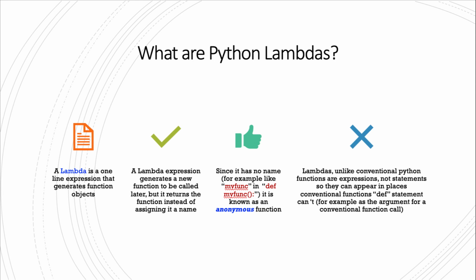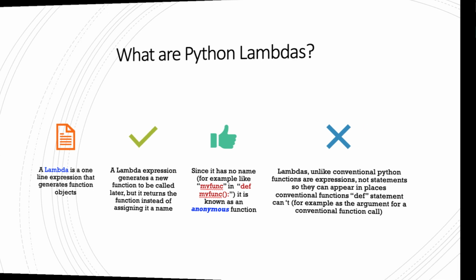A lambda is a one-line expression that generates function objects. A lambda expression generates a new function to be called later, but it returns the function instead of assigning it a name, as we do with conventional functions. Since it has no name, for example, like myfunc in def myfunc, a conventional function, it's known as an anonymous function. Lambdas, unlike conventional Python functions, are expressions, not statements. They can appear in places def statements can't, for example, as the argument for a conventional function call.